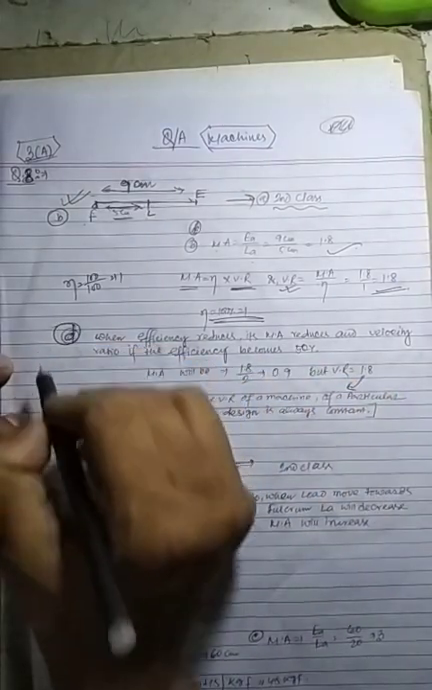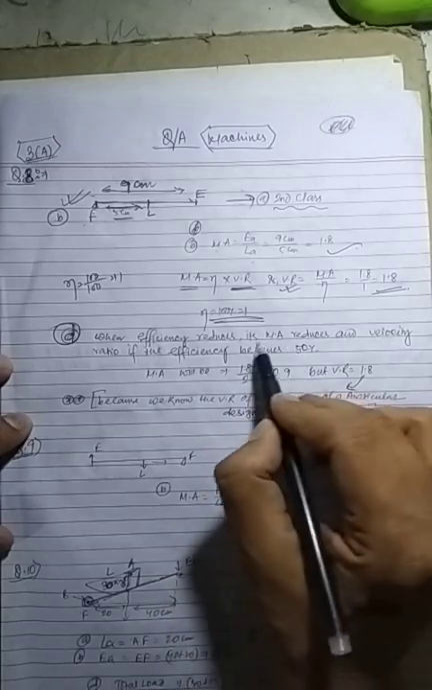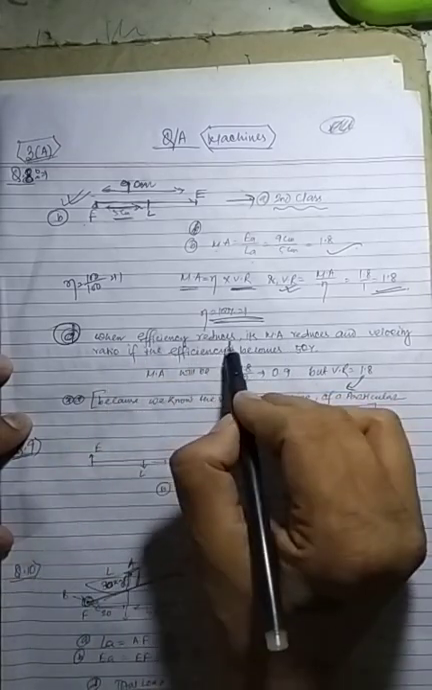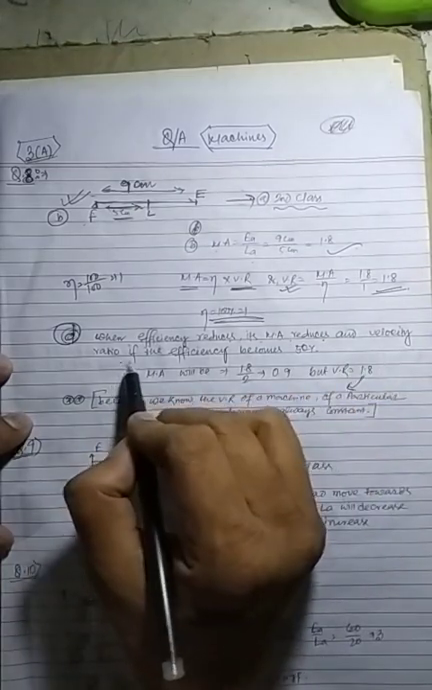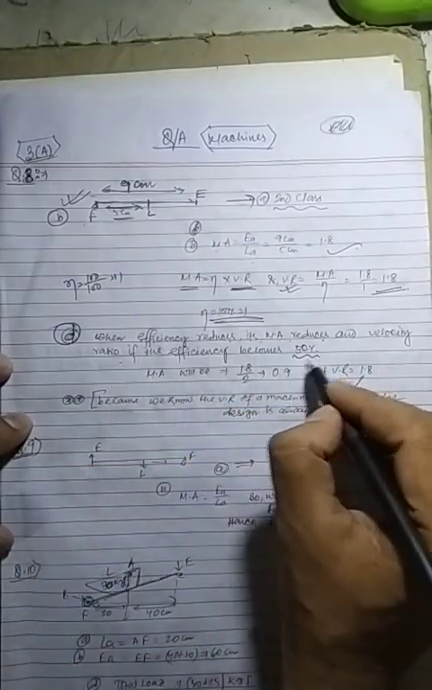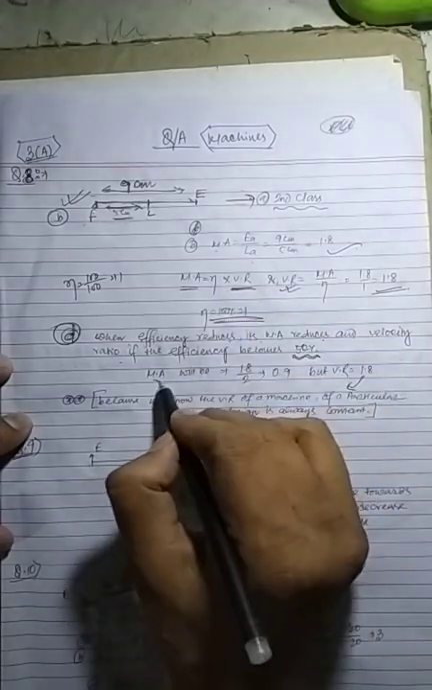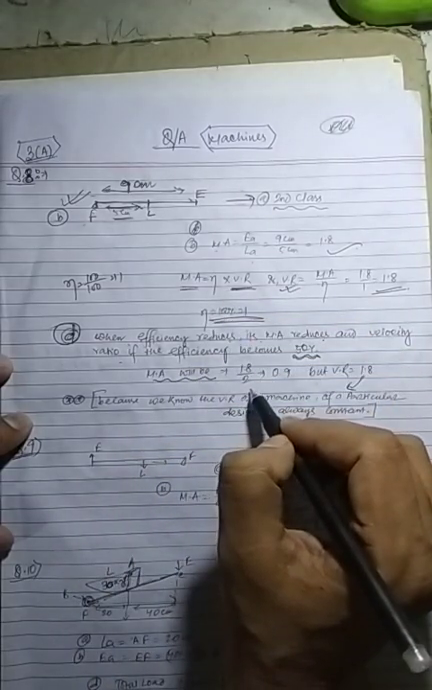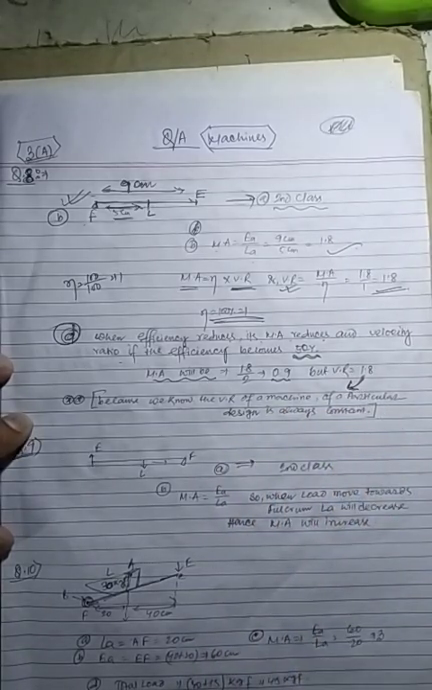D answer. See students, when efficiency is reduced to half, 50%, its mechanical advantage is also reduced. Efficiency becoming half means mechanical advantage will also be half. That means 0.9, but the velocity ratio will remain constant. Students, velocity ratio will never change.